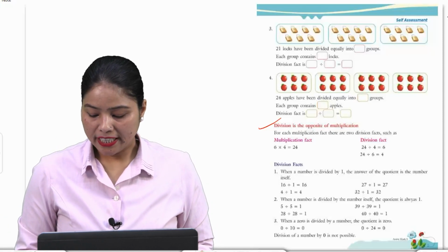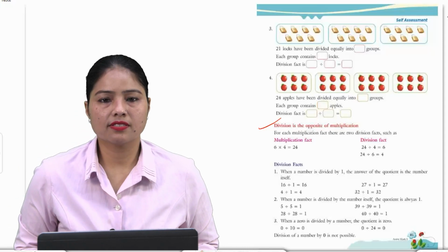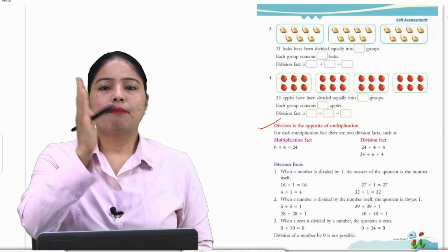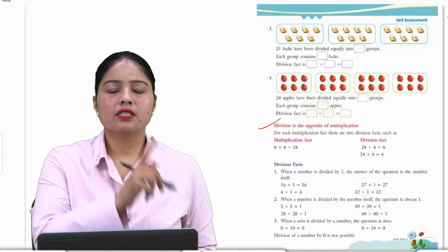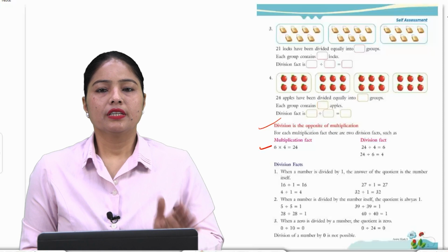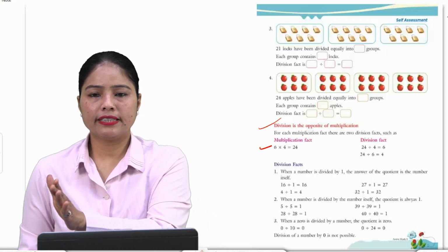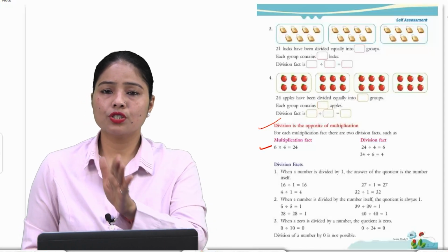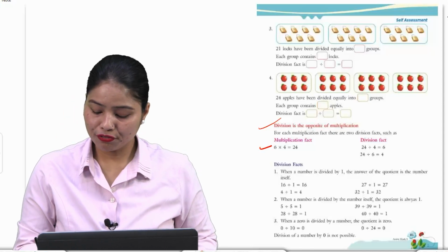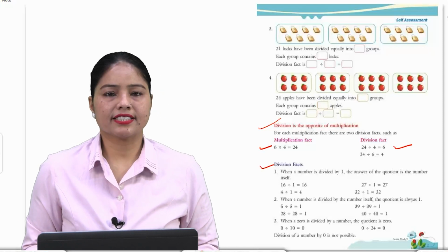For such a multiplication fact, there are 2 division facts. For example, multiplication fact number 1, 6 into 4 is equal to 24. Division fact क्या हो गया इसका? 24 divided by 4 you will get 6. And 24 divided by 6 is equal to 4 like this. Okay. So now division facts.